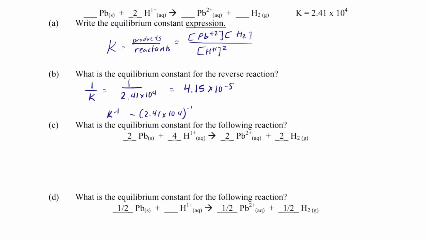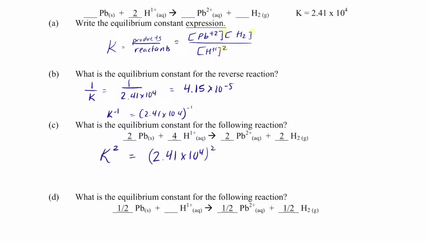In C, what we have here is the reaction is still going in the same order, but we've doubled all of our coefficients. And if you remember, coefficients affect our exponents. So what we really need to do is double our exponents. And so K is just K, but we've doubled the exponents. So it's K squared. Okay, so we'll get 2.41 times 10 to the fourth.